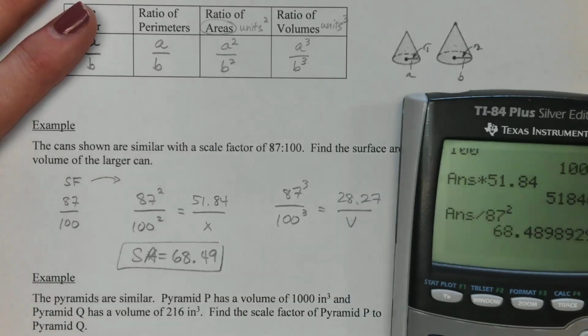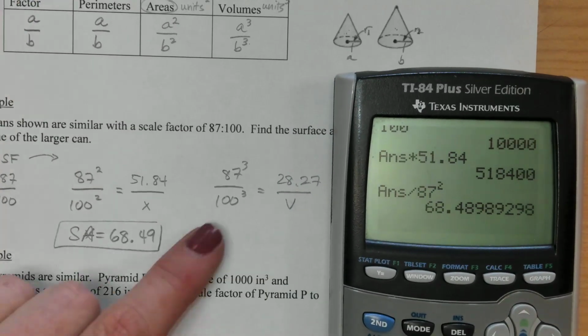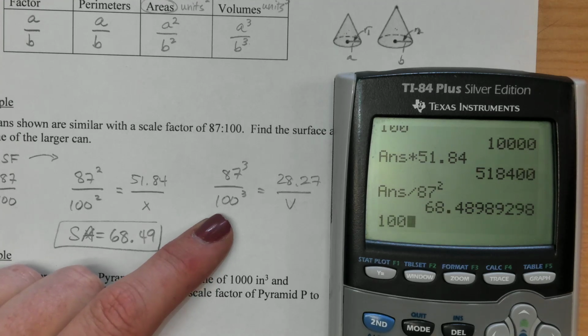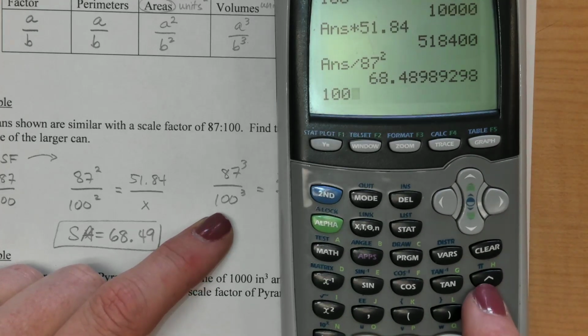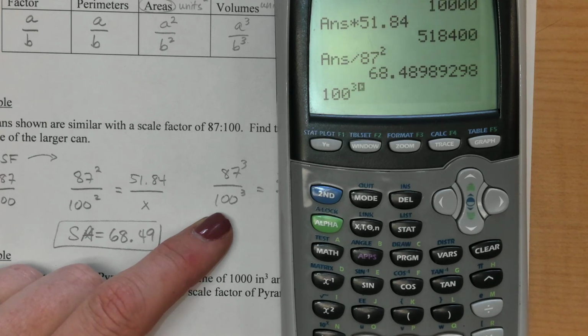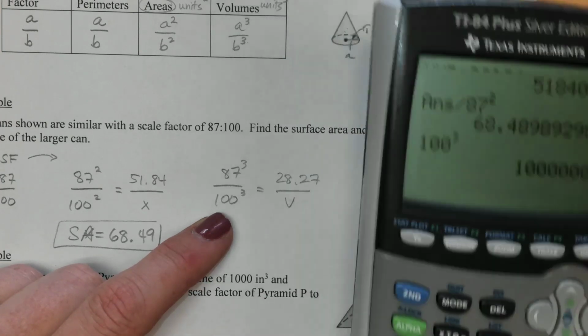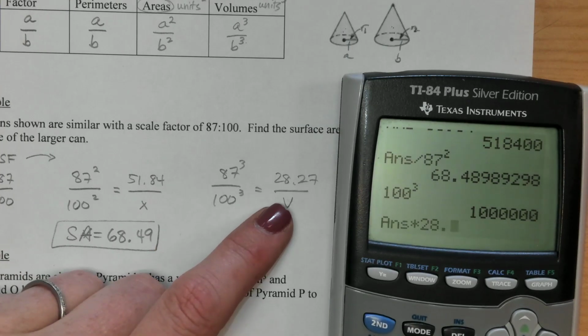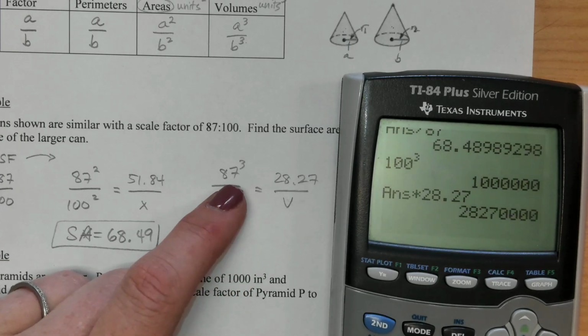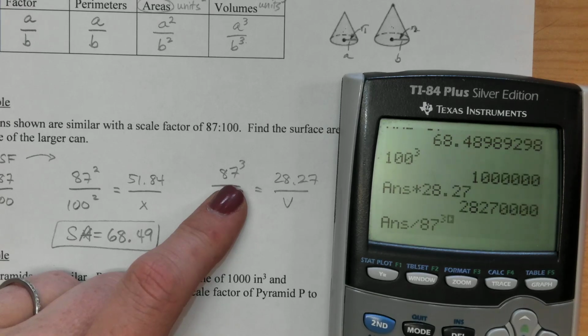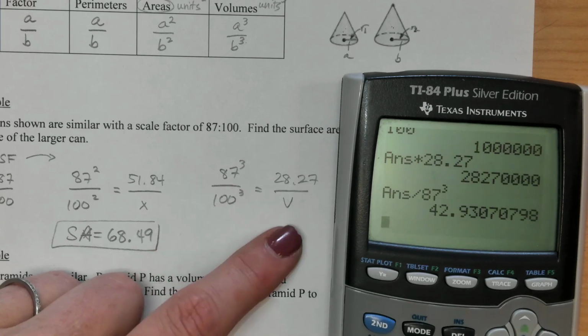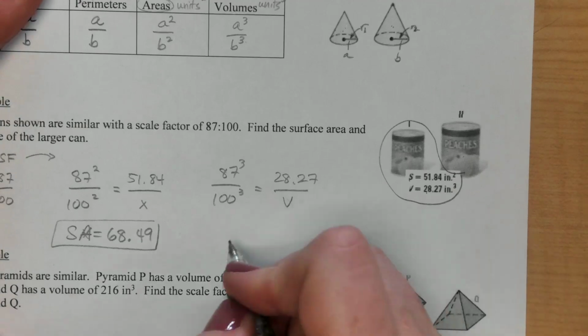So I'm going to do the same kind of cross multiplying. I'm going to do 100 cubed this time. If you don't remember how to do a cubed, we have this little caret button somewhere in your calculator, and then you can do a 3, so that will do it for you. Times by 28.27, and then we're going to divide by 87 cubed. So it looks like my volume is about 42.93.